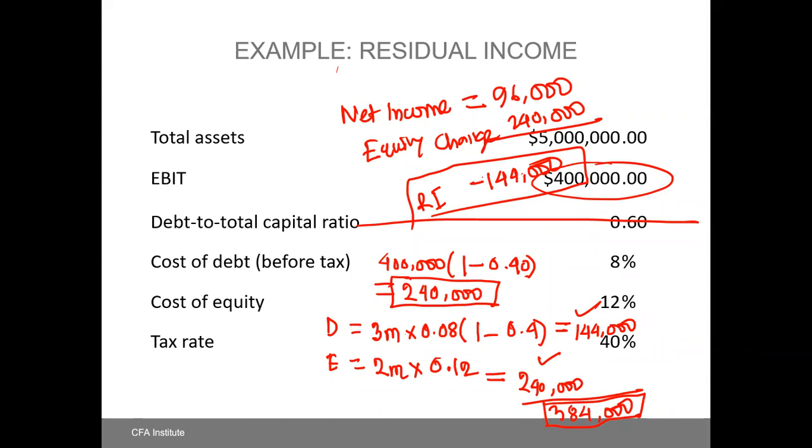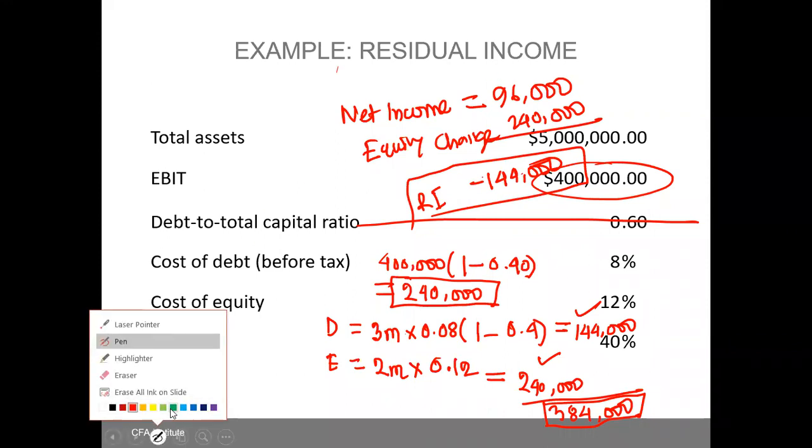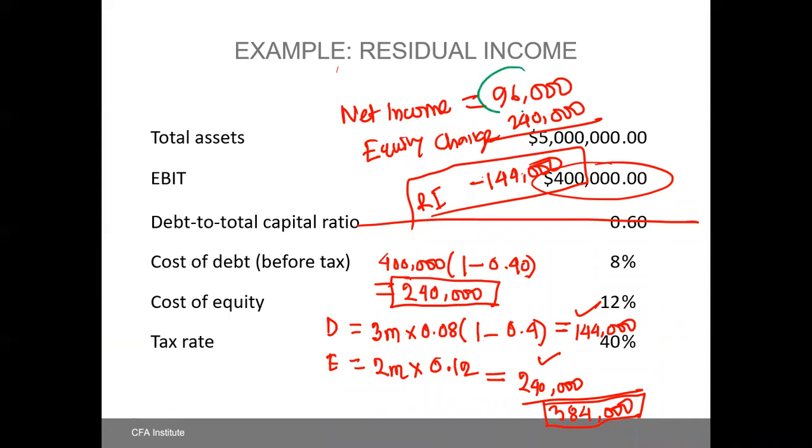Okay, so let's try to find out some facts from this calculation. Our net income is a positive number, right? Our net income is a positive number, 96,000. But our residual income is a negative number. So what does it mean?